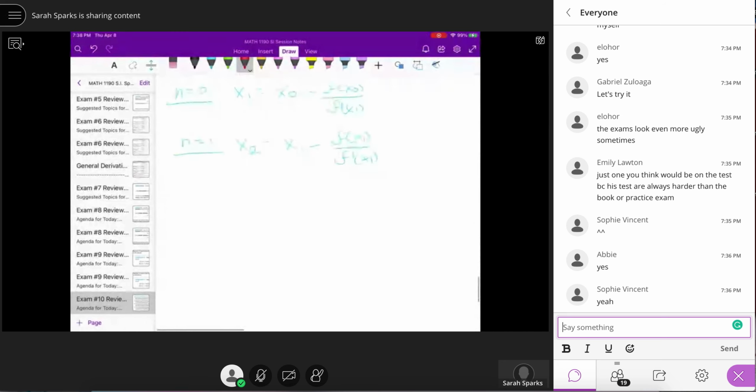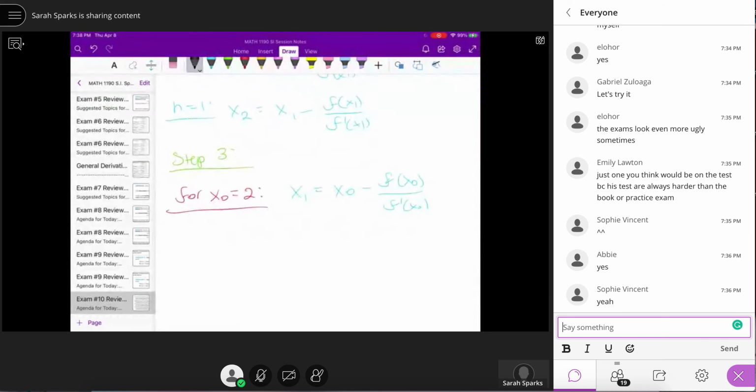So this part is our step 3, actually using the equation. We're going to say for x naught is equal to 2, and then we're going to rewrite our equation, x1 equals x naught minus f of x naught over f prime of x naught. We are then going to have, let me rewrite these, f of x equals natural log of x plus x minus 3, f prime of x equals 1 over x plus 1.